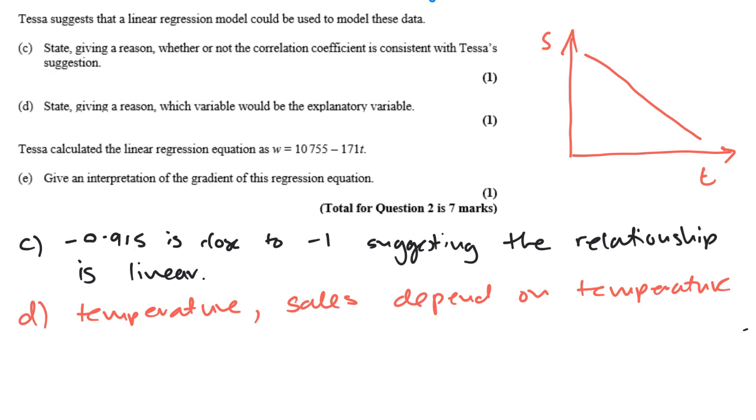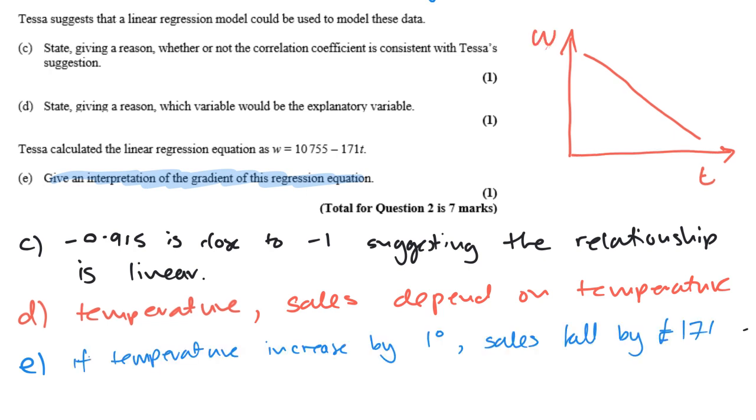Finally, we have part E, give an interpretation of the gradient in this regression equation. It is not enough to say something like, as one goes up, the other goes down, or anything like that. We need exact values, an exact explanation here, saying if the temperature goes down by 1 degree, what will happen to the sales, or if the temperature increases by 1 degree, what happens, etc. So we're going to state that if temperature increases by 1 degree, sales fall by £171. That's that. Lovely. Thank you.